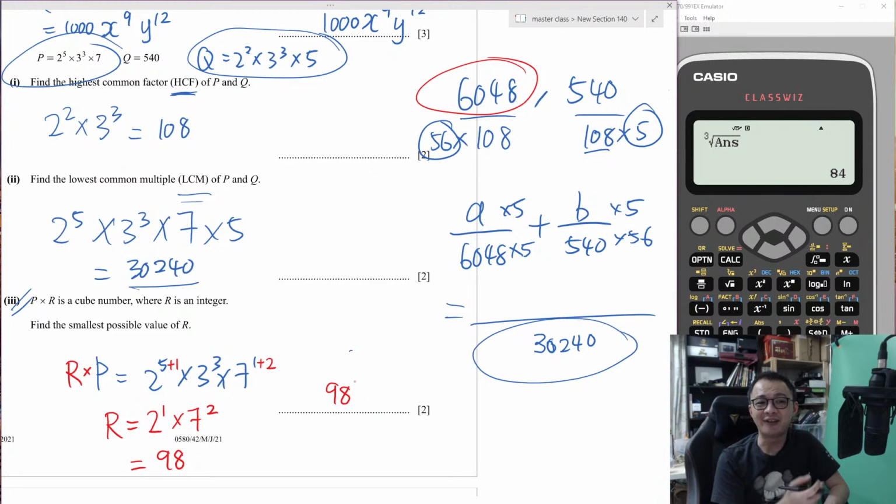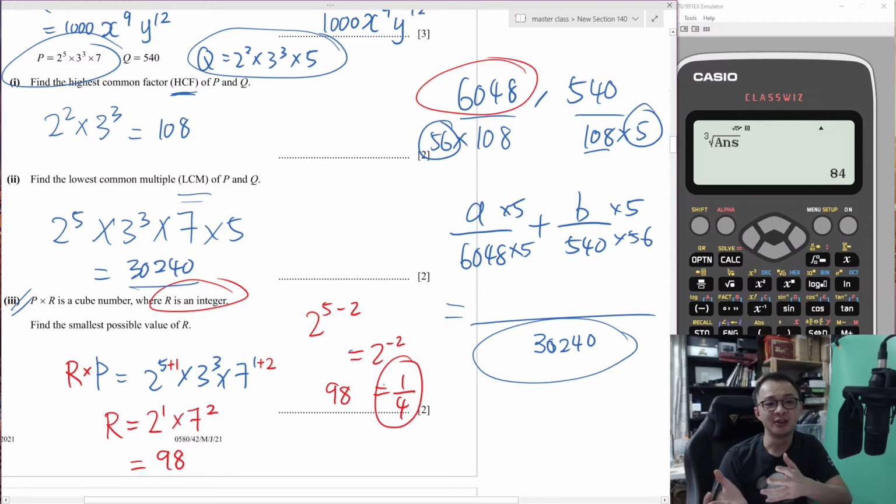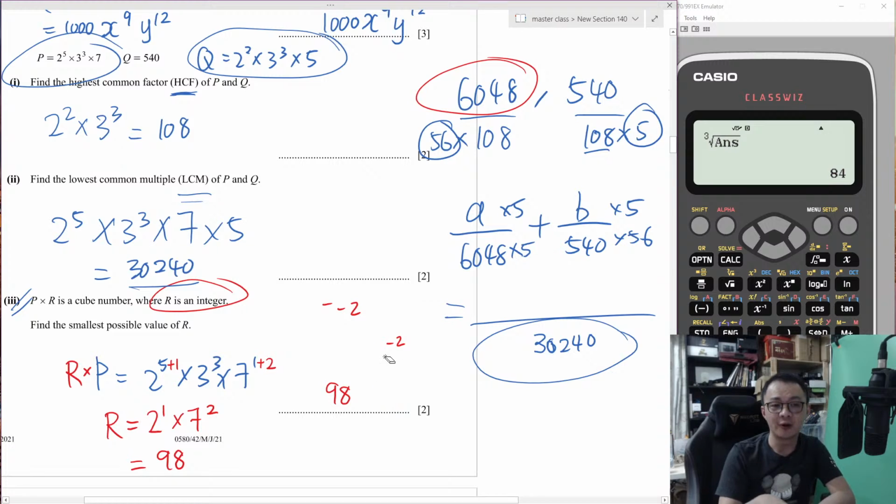Okay, because I read the chat room say why 5 cannot minus 2. One of the reasons is because they want R to be an integer. If R need not be an integer, you can minus 2. Because 2 power of 5, you minus 2, means you will get 2 power of negative 2. 2 power of negative 2 is 1 over 4, isn't it? But 1 over 4 itself is not an integer. So this is the reason why we cannot minus 2. Yeah, I know 5 minus 2, you get a multiple of 3. But then you cannot minus 2 because you didn't get an integer. Okay?